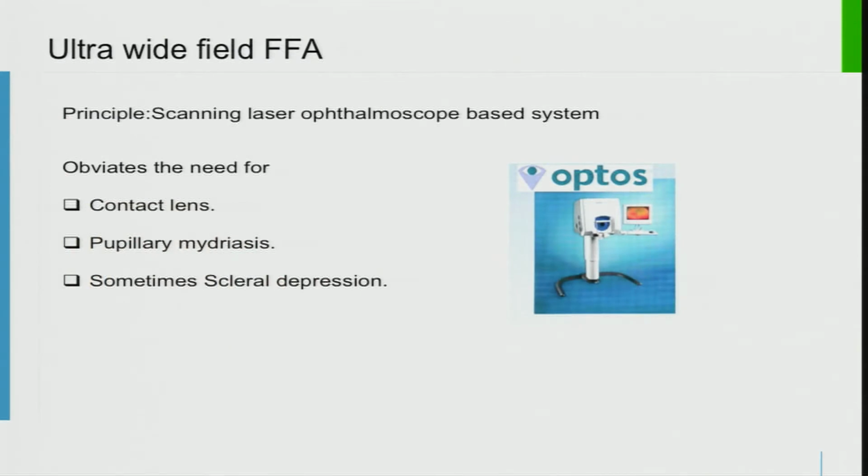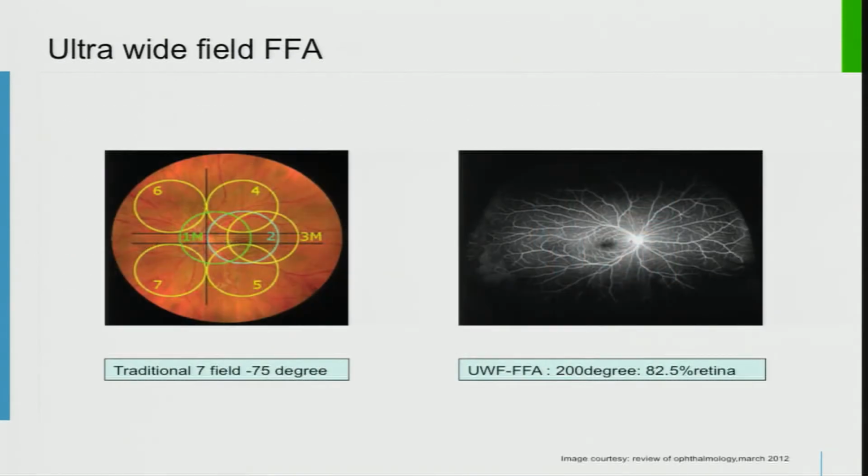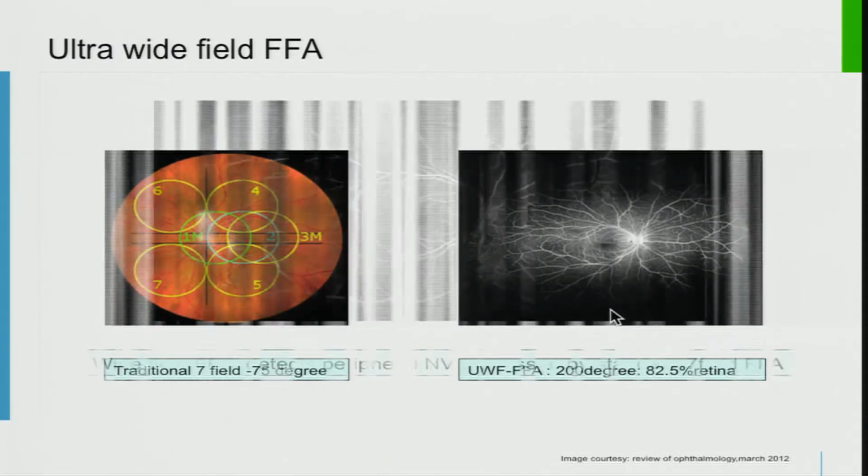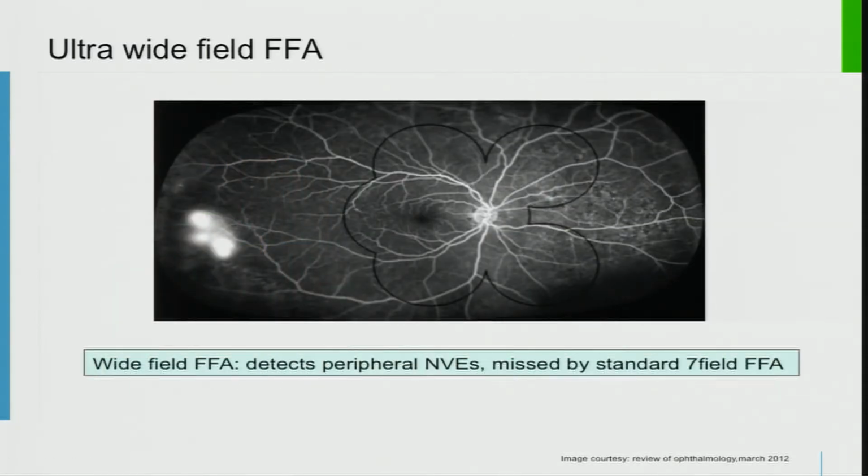So moving on to ultra-wide field FFAs. This is a traditional 7-field fluorography, which is going to capture around 75 degrees of your retina. When you do an ultra-wide field, you'll be able to get around 200 degrees. That's going to cover around 82.5% of your retina. So what can be easily missed on the traditional photography can now be picked up on your ultra-wide fields.